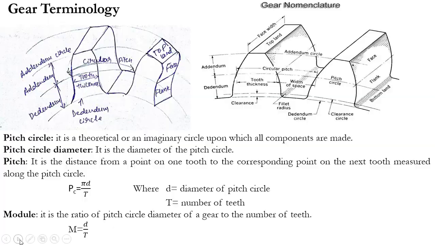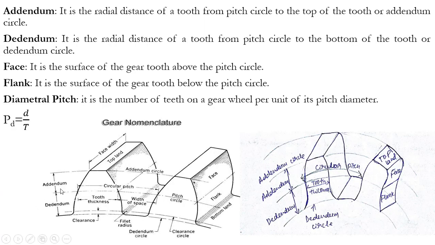Next is regarding addendum and dedendum. Addendum is a radial distance of a tooth from pitch circle to the addendum circle. Dedendum is the radial distance of a tooth from pitch circle to the dedendum circle, is called as dedendum.